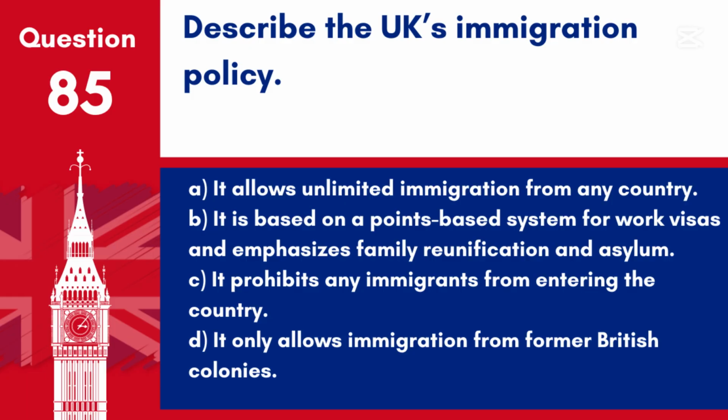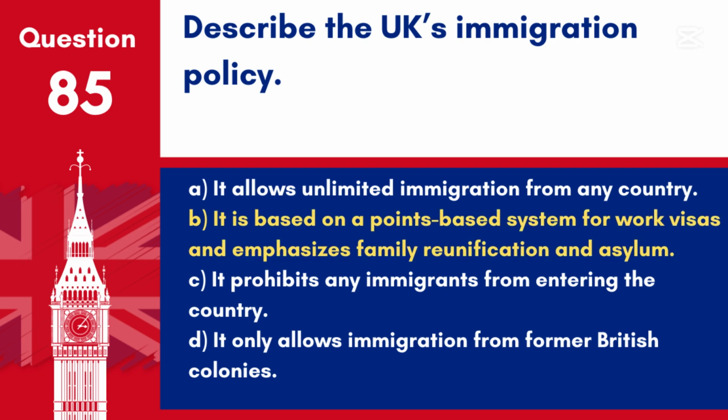Question 85. Describe the UK's immigration policy. A. It allows unlimited immigration from any country. B. It is based on a points-based system for work visas and emphasizes family reunification and asylum. C. It prohibits any immigrants from entering the country. D. It only allows immigration from former British colonies.